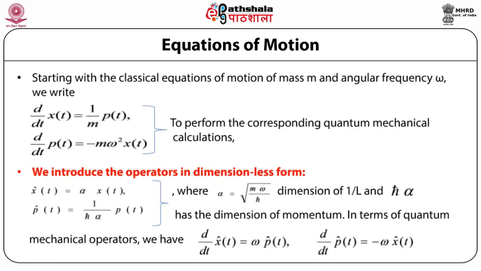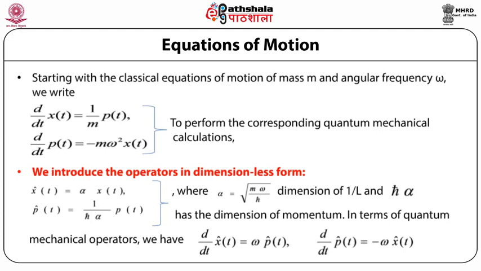When we do this, the position operator X as a function of time turns out to be equal to alpha times the position x as a function of time. Similarly, the momentum operator P as a function of time turns out to be equal to 1 upon h cross alpha times the momentum p as a function of time, where alpha is given by the square root of mass times angular frequency upon h cross, and alpha has the dimension of 1 upon length, so that the position operator as well as the momentum operator turn out to be dimensionless.